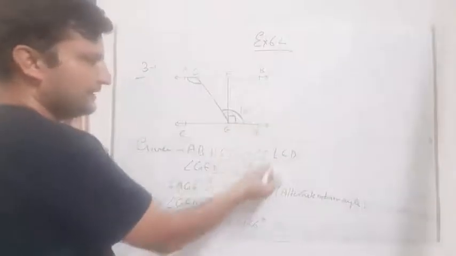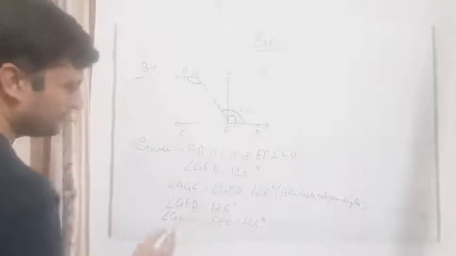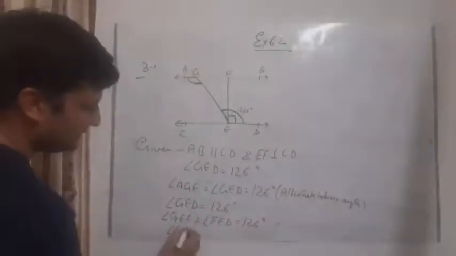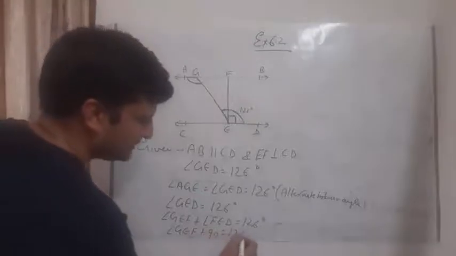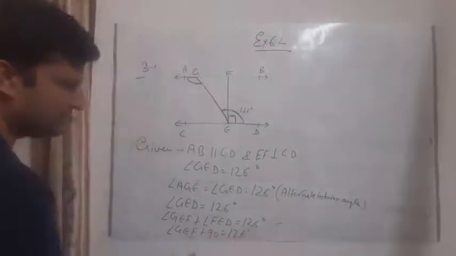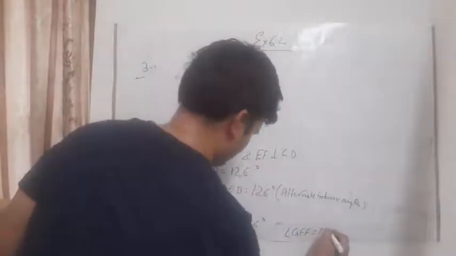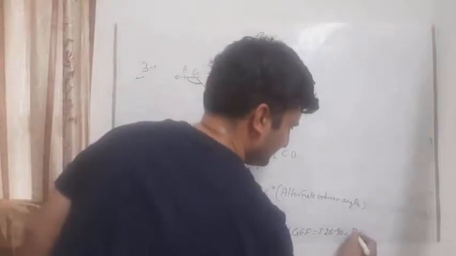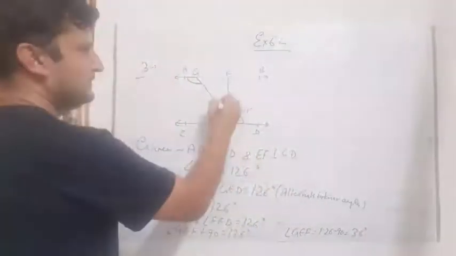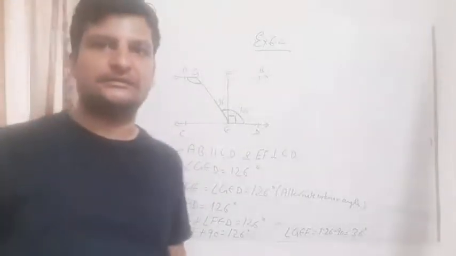Now students, this angle is FED. This is perpendicular, EF parallel to CD. So we can say that this is 90 degrees. So angle GEF plus 90 degrees is equal to 126 degrees. So students, the value of angle GEF is equal to 126 minus 90. That is 36. This angle is 36 degrees, students.